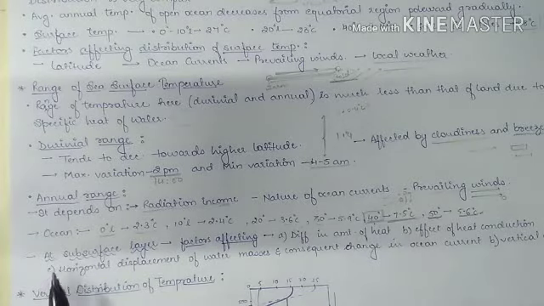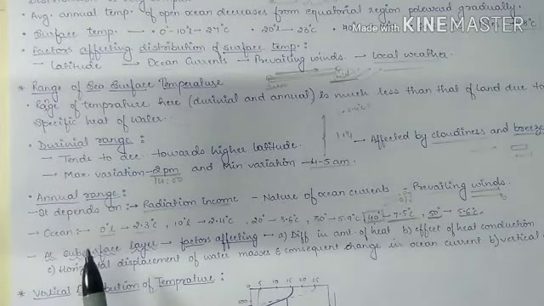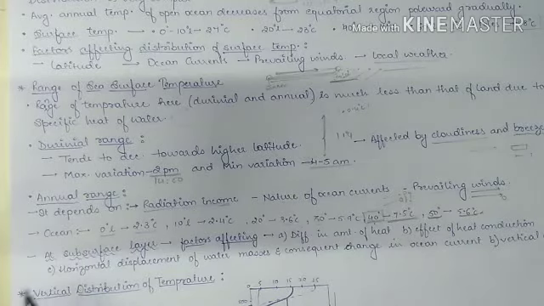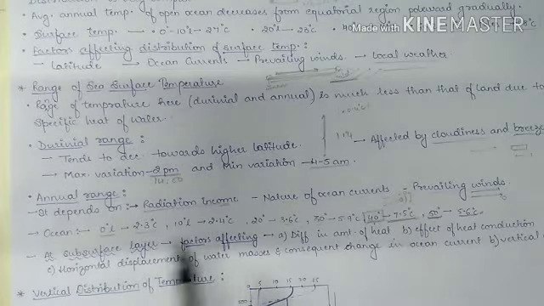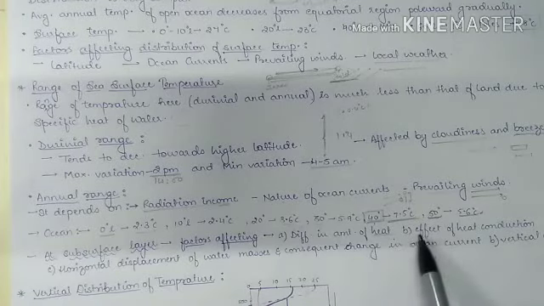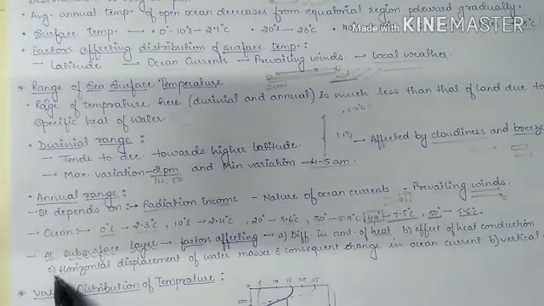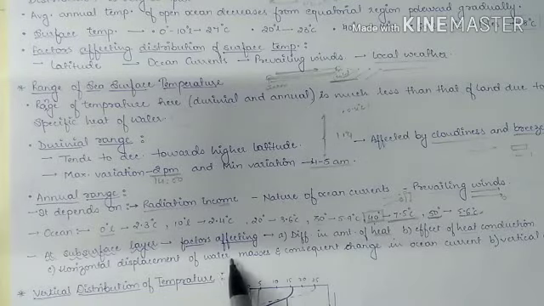Now, at the subsurface layer, we also have an annual range of temperature, and there are various factors that affect the temperature distribution here. First is the difference in the amount of heat. Okay, next is the effect of heat conduction, the conductive heat that is coming. Next we have horizontal displacement of water masses and consequent change in ocean current.